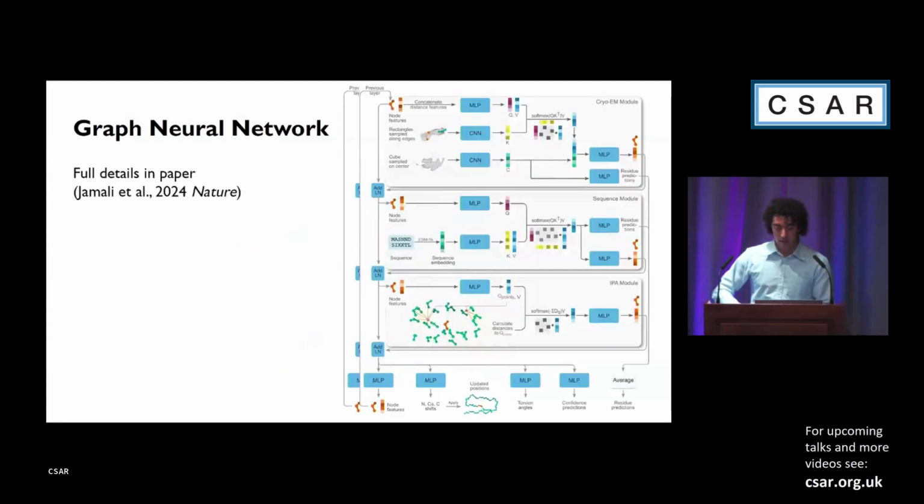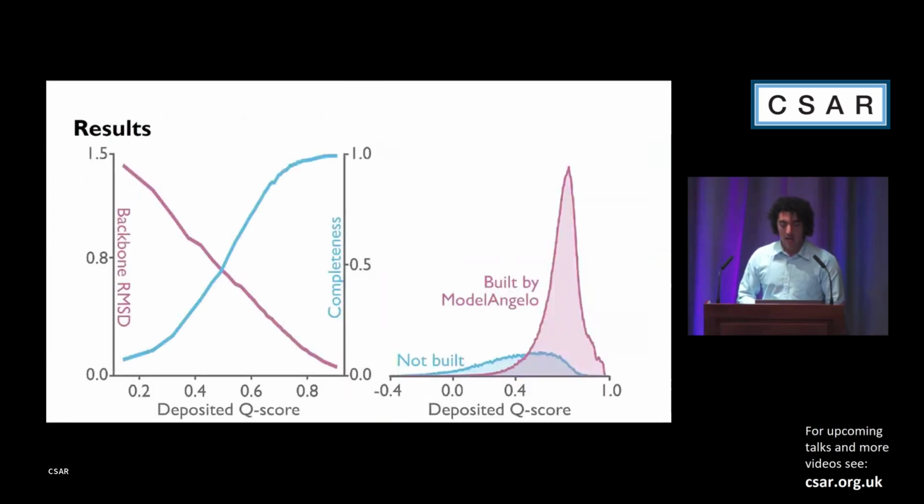So the graph neural network is quite complicated and a lot of things go on in it. The full details are in the paper, but it looks something like this, where basically information is flowing throughout all parts of it to extract information from each different piece of input and then getting recycled back in. And so you might be wondering, how well does this work?